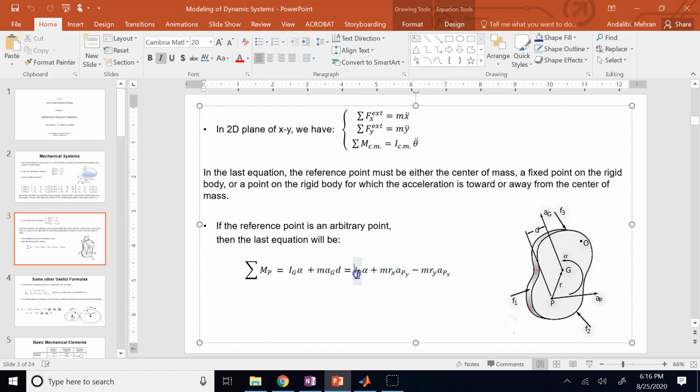It is going to be IP times alpha, and then you have some extra terms. So it's not going to be simply IP times alpha equals some moment about P. There is an extra term, these guys here. There will be some extra terms again. I go through that in my dynamics course, but I don't want to convert this course into dynamics because that's a prereq.